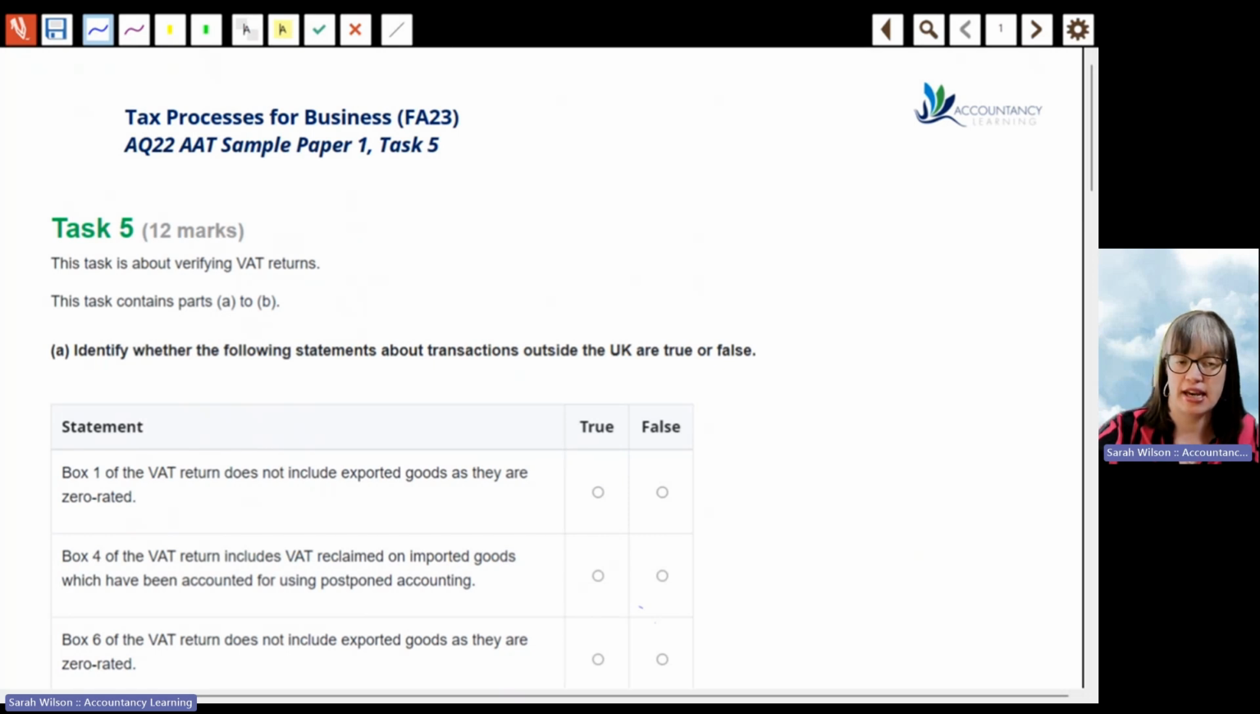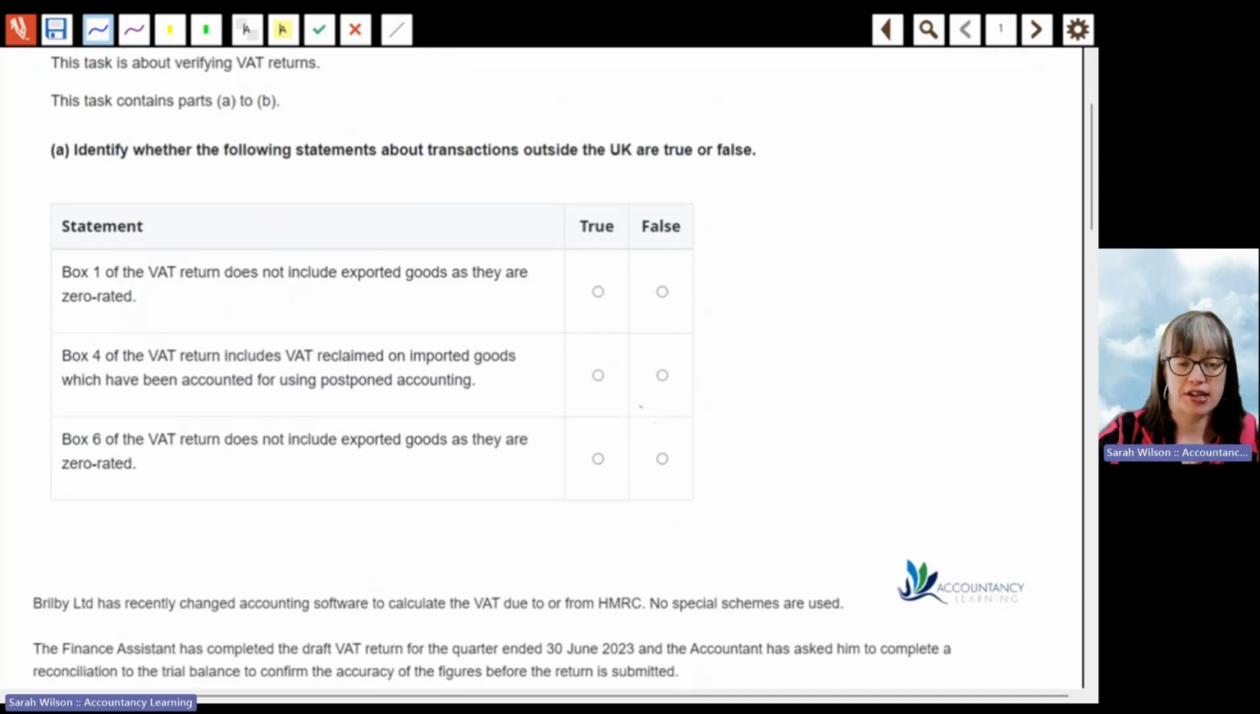for Business AAT Sample Paper 1 Task 5. This task is about verifying VAT returns. The first question that we have in this task then is identify whether the following statements about transactions outside the UK are true or false.